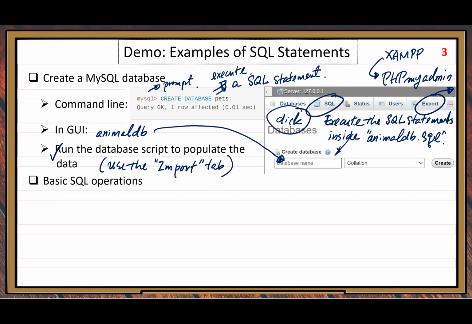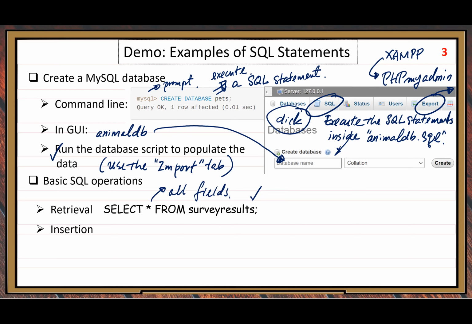Then basic SQL operations. After you create and populate, you can manipulate the data, right? So when you manipulate the data, you use the basic SQL operations. Retrieval: when you do retrieval, you type a select statement. Here is just one example, a select statement, so you can see the content of this table, the survey results table. You see the content, the star, all table fields.